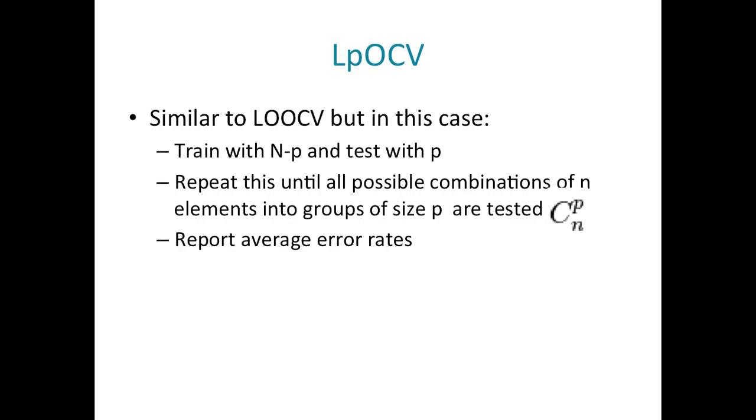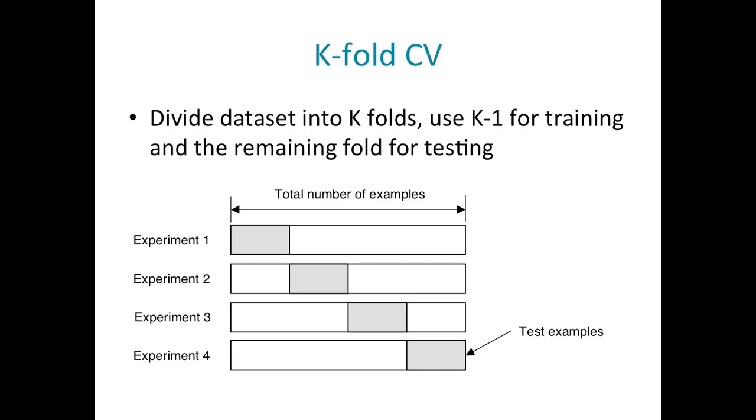Similarly, leave P out cross-validation is very similar to leave one out, but rather than one, we leave out P. So we train with n minus P samples, we train our model, and we test with the remaining P. We repeat this process as many times as possible, okay? That number of times is the number of combinations of the n elements that we have in groups of P. That's the number of times that we repeat this training and testing. And again, the errors that are reported are averaged across all the times we've repeated this.